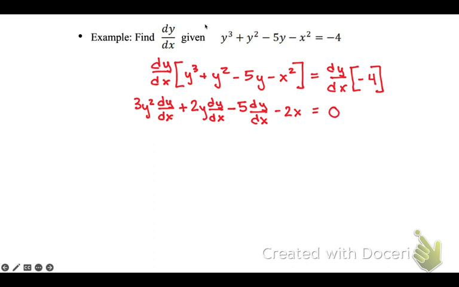Okay, so the next step was to move all the dy's to the left and everything else to the right. So what do I need to do? Move your 2x to the right. So I have equals 2x. I'm going to do this in one step. I usually do these two steps at one time.